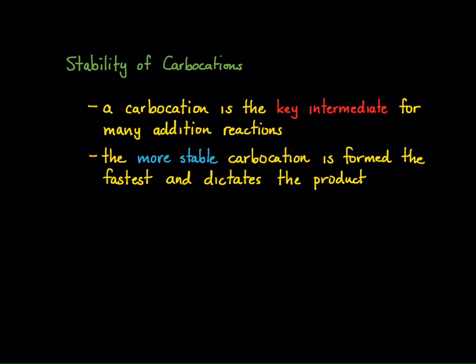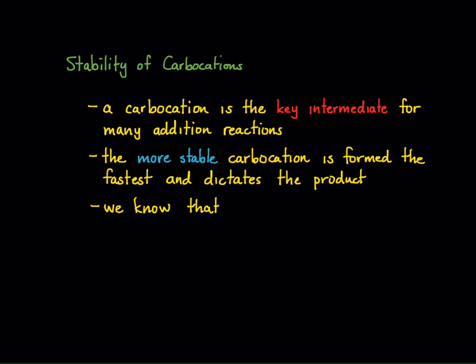So because of that, when a reaction occurs, we have to know where the most stable carbocation is going to be. Why is it more stable? And what do substituents that are around that carbocation do to its stability? So what do we know so far?